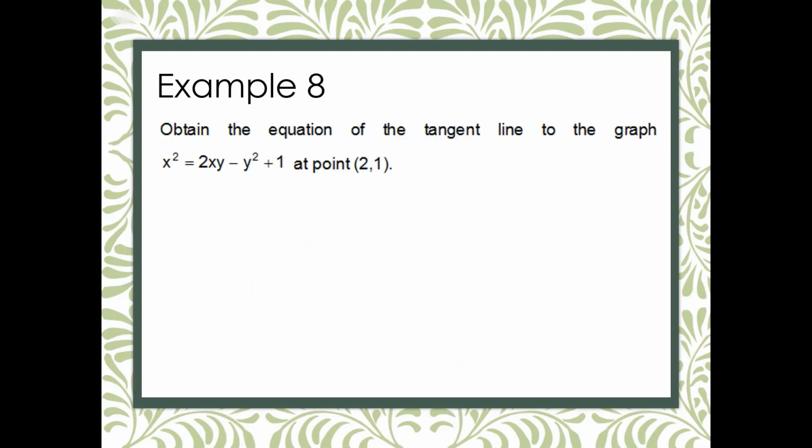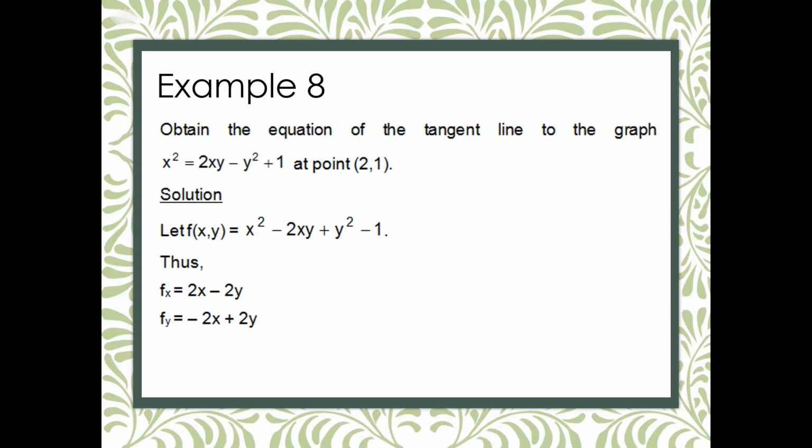Let's proceed with example 8. You need to obtain the equation of the tangent line to the given graph at point 2, 1. To solve, you need to define fxy first by putting all the terms to one side. Here, fxy is defined by x squared minus 2xy plus y squared minus 1. Next, determine fx and fy.